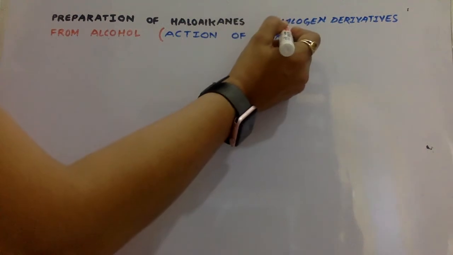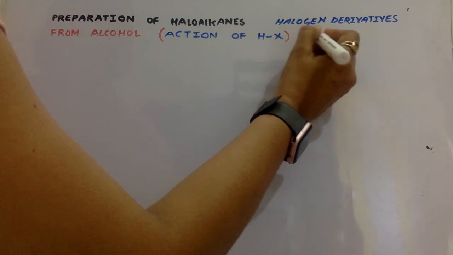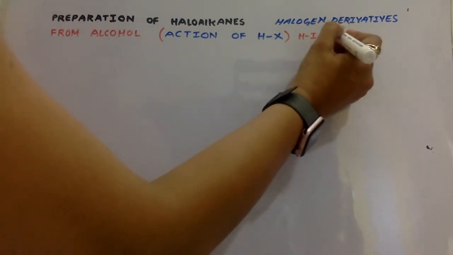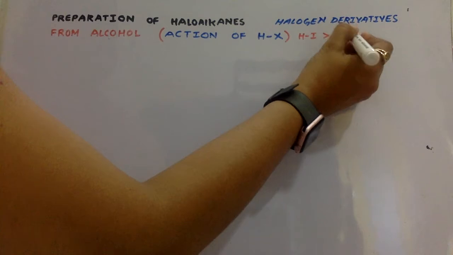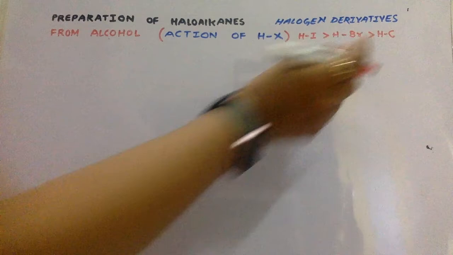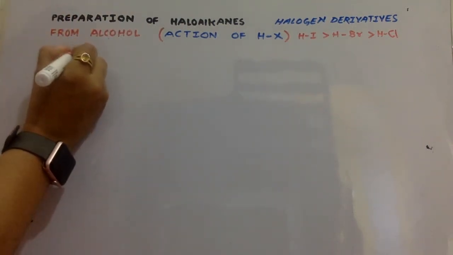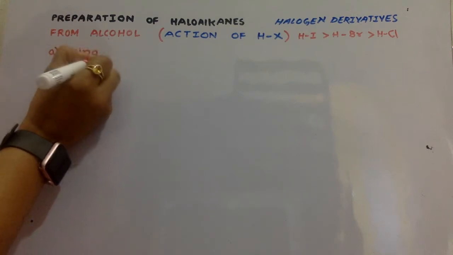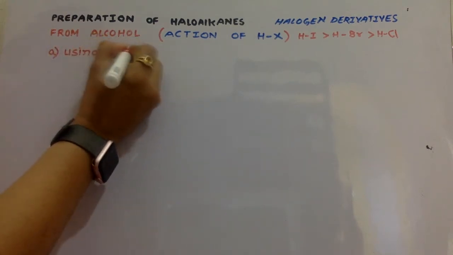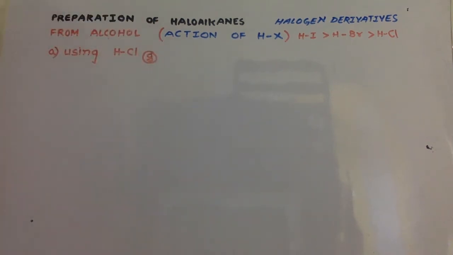We know the order of reactivity of HX. HI is greater than HBr, and HBr is greater than HCl. Now we use the first one, A, using concentrated HCl, that is gaseous HCl.